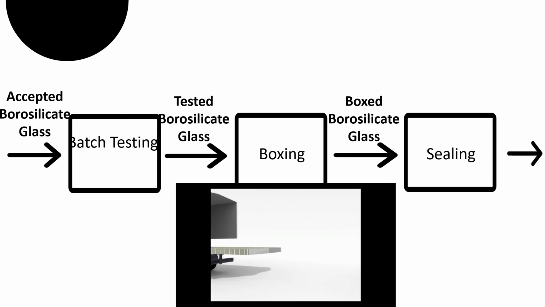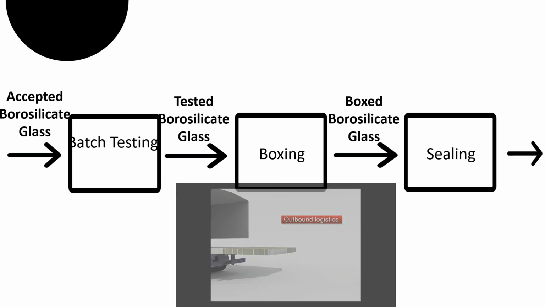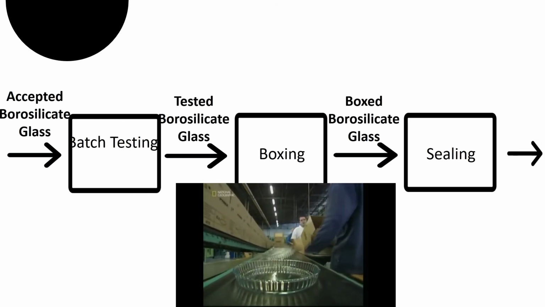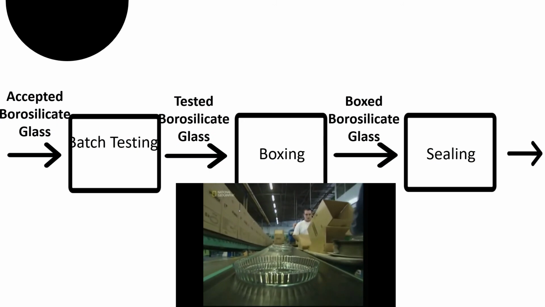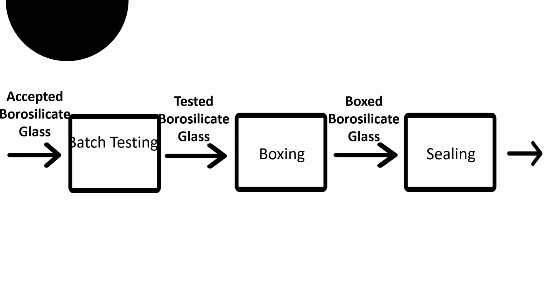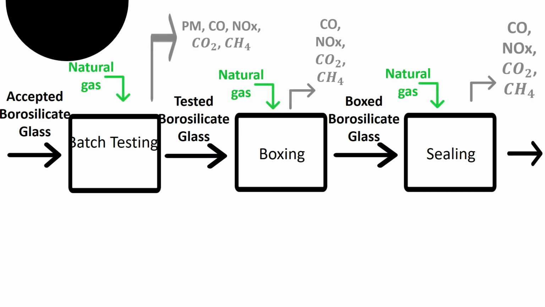For boxing, boxes that do not pass the standard will be the solid waste. Furthermore, adhesive materials like tapes will be the solid waste for sealing. All these three processes use natural gas as their energy source. Henceforth, carbon dioxide, carbon monoxide, NOx, and methane will be the air emissions.